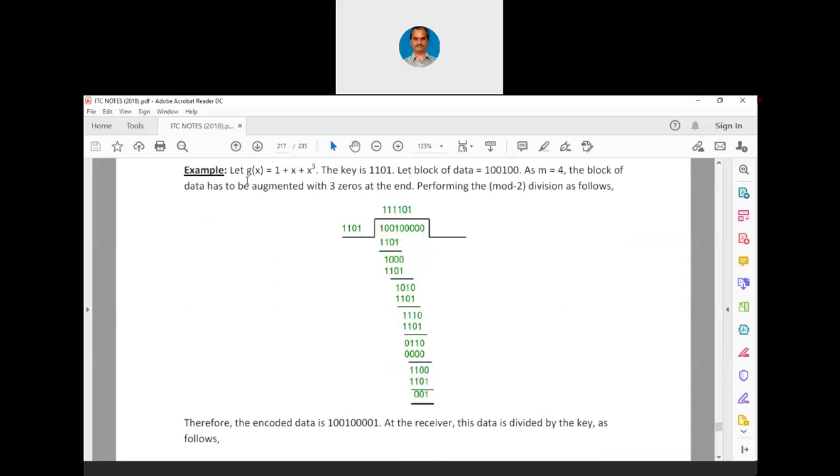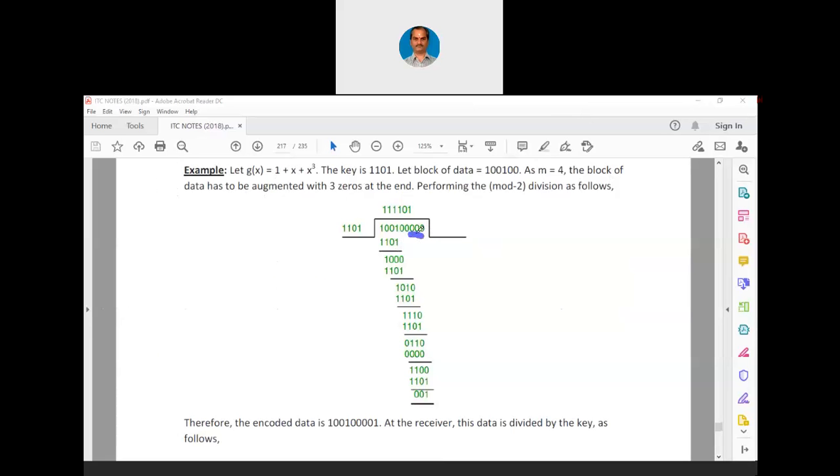Example: let g of x be 1 plus x cubed. I have already told you the key is 1101. Let the block of data be 100100. As m equals 4, the block of data has to be augmented with 3 zeros at the end. Now let us perform modulo 2 division. We have added these 3 zeros at the end. Let me highlight this 000.